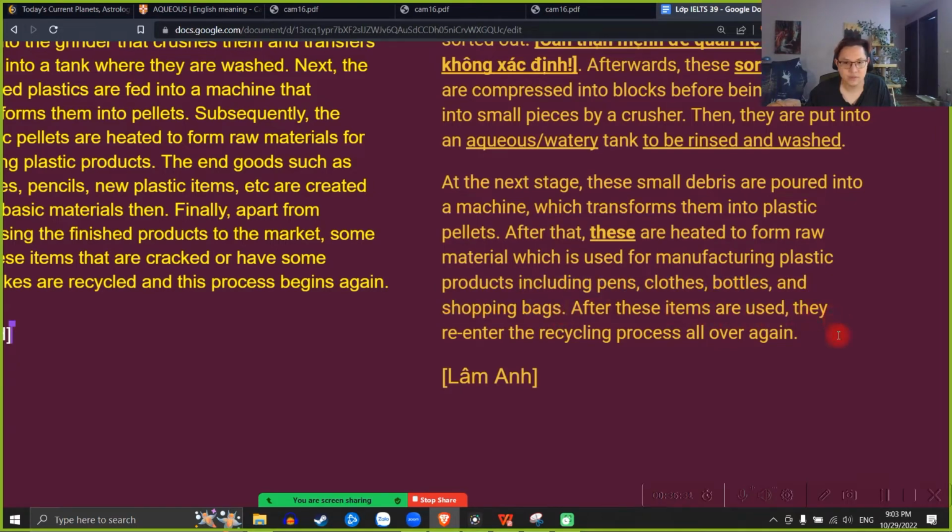After these items are used, they re-enter the recycling process all over again. All over again. It sounds a bit spoken. Nghe hơi bị văn nói. Yeah, sounds spoken. I think it's better to just say re-enter the recycling process again. Ổn rồi. Chúng tham gia vào quá trình tái chế một lần nữa là được rồi.